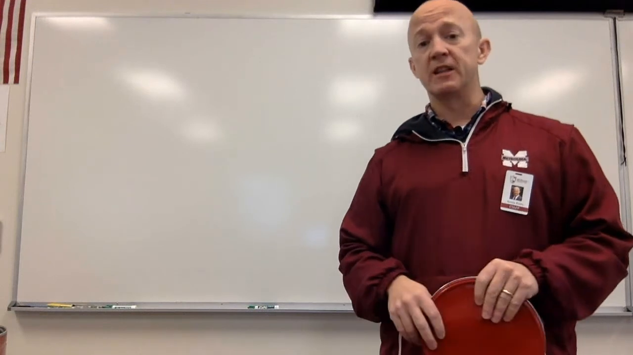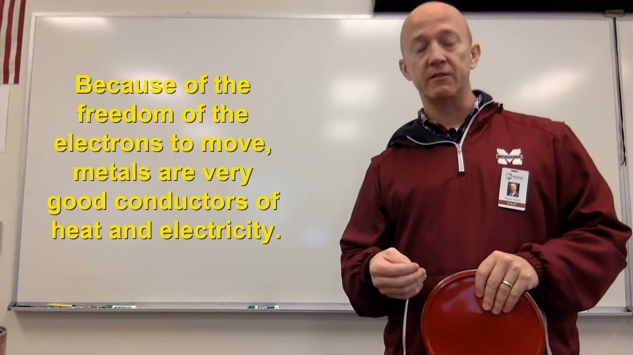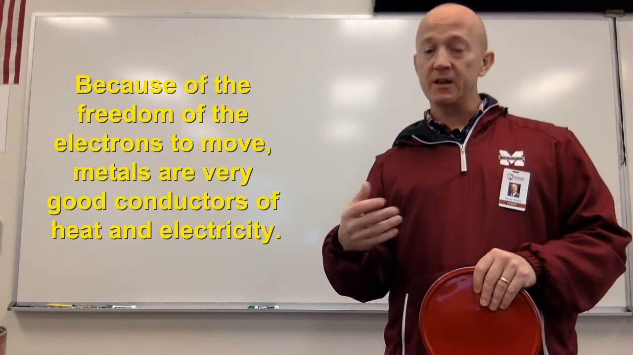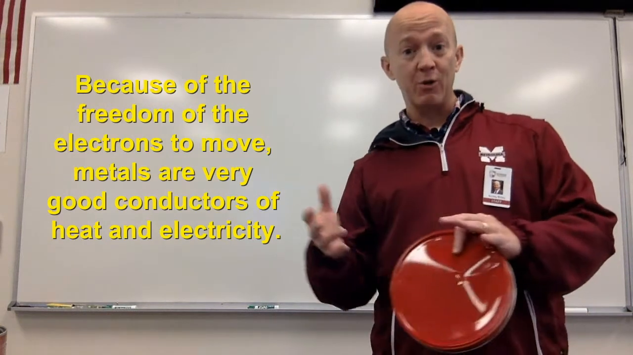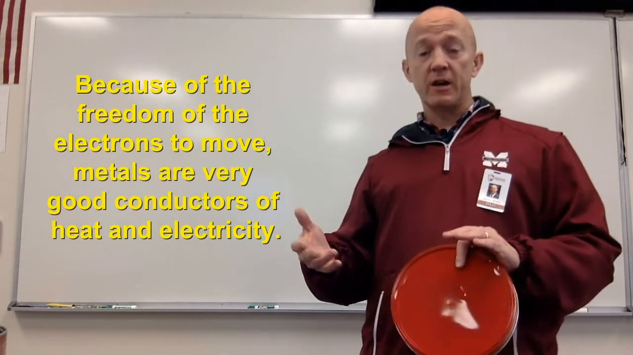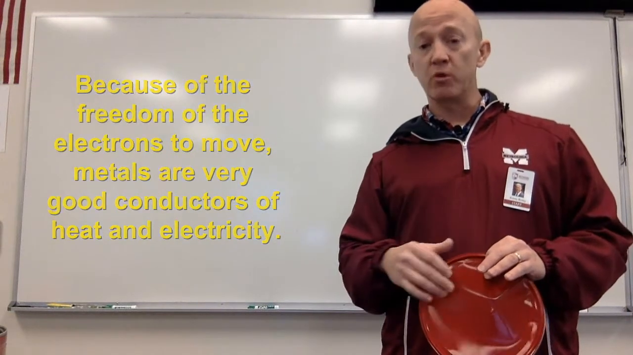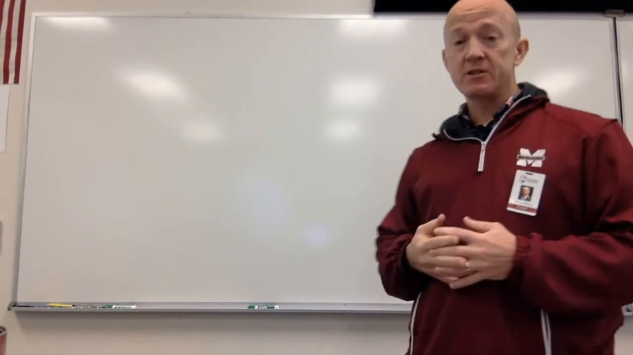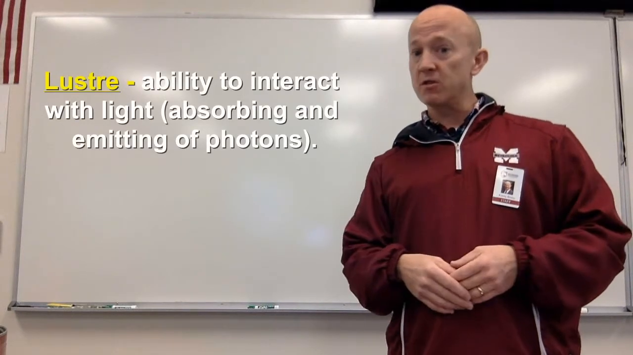Those delocalized electrons also cause a metal to have extremely good conductivity when it comes to electricity and heat. Since those electrons are allowed to flow, it allows for the flow of electric current. And delocalized electrons allow heat to be transferred from one place to another much more easily. Those delocalized electrons also allow for the interaction of light, absorbing and releasing photons so that we have what we call luster.